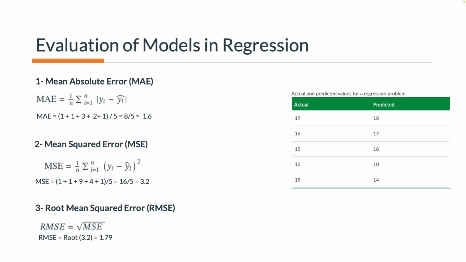To calculate the mean squared error, we use the same formula, except that we square every distance. So the distances will be 1, 1, 9, 4, and 1 divided by 5. Our mean squared error will be 3.2. And to calculate the root mean squared error, we just root 3.2 and it becomes 1.79.